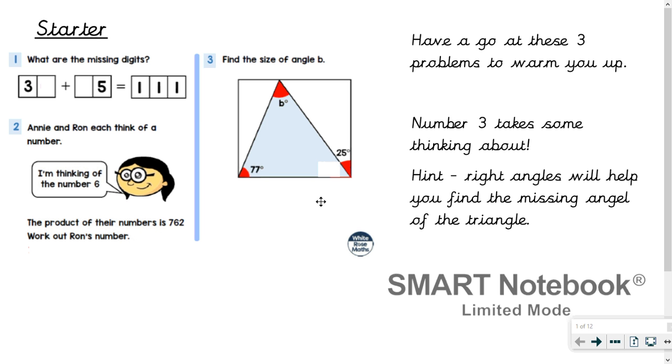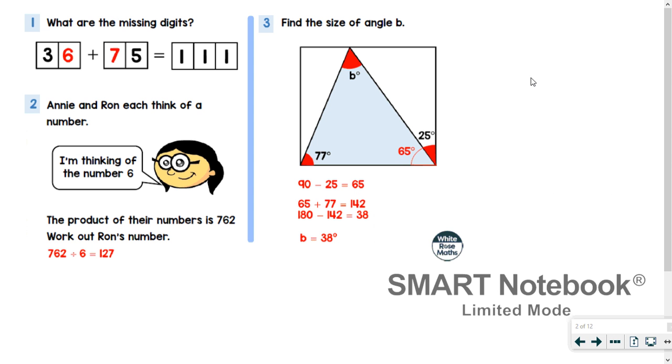And hopefully we had a good old go at those, so let's move on. So what are the missing digits? We were given a 3 in the tens column, so 30 something, add 5 of something equals 111. Okay, so it was 36, add 75.